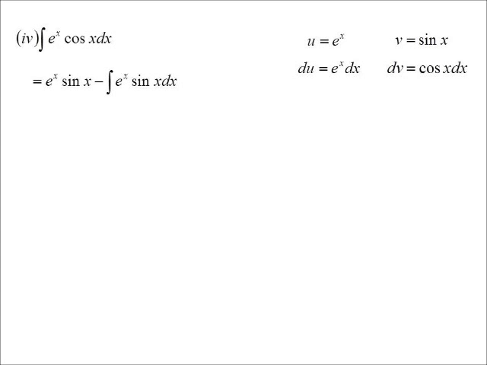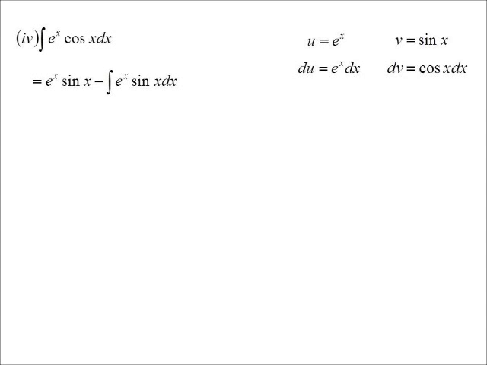I wonder which way I went. I went with e to the x for the u. So u is e to the x, so du is also e to the x. The dv is cos x, so v becomes sin x. Okay, uv minus the integral. I've ended up with an integral which is pretty much the same as what I started with, except it's now sine instead of cos. Oh well, gonna have to do it again.